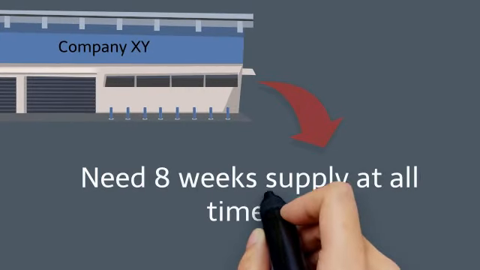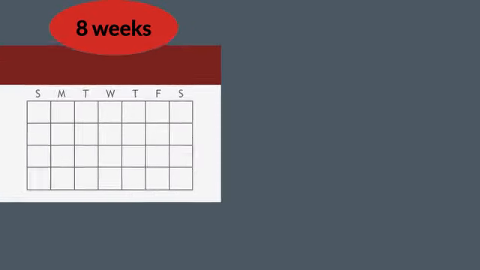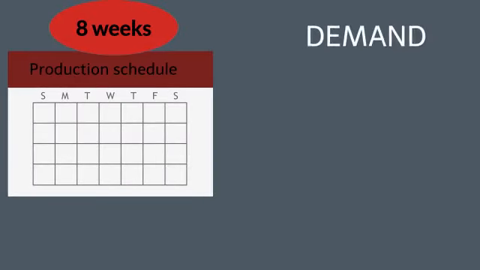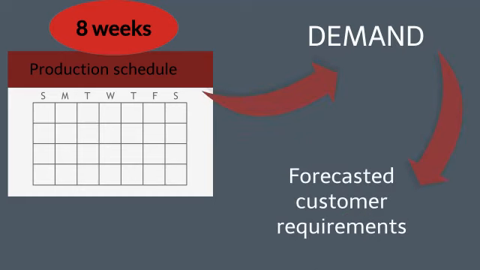Warehouse XY therefore needs 8 weeks of supply at all times in order not to run out of stock. This 8-week supply is based on the production schedule, which is based on demand, and the demand comes from the forecasted customer requirements over a set period of time.